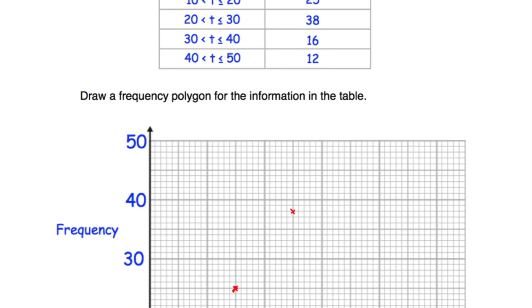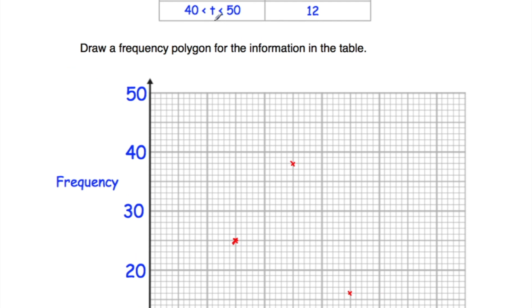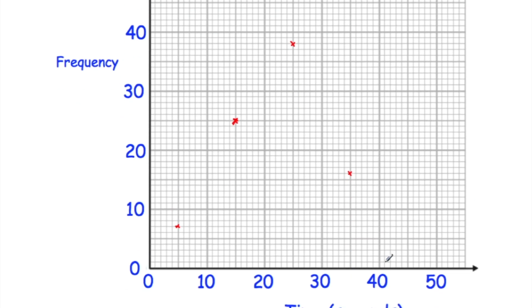Next, 35 across and 16 up. So 15's here. So one more, 16's there. And finally, 45 across and 12 up. So 5, 10, and then 12 will be there. Okay, so we've drawn our 5 points.